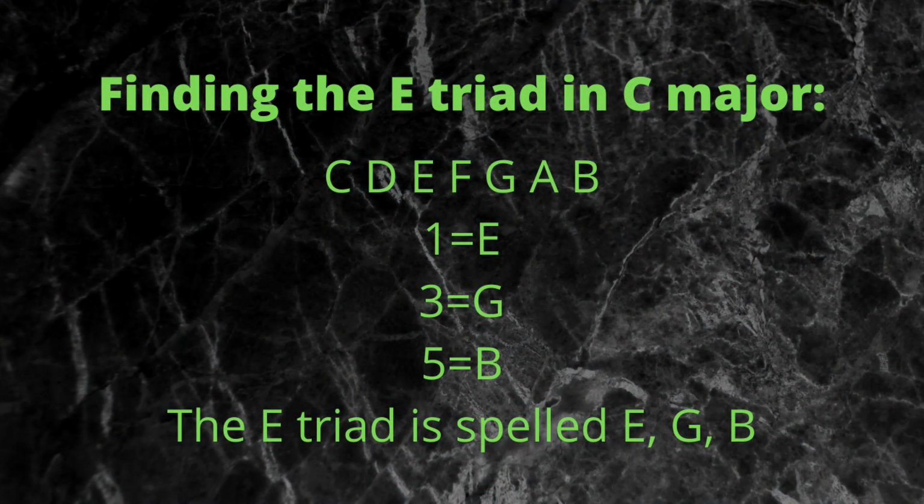To get our third triad from the C major scale, we're going to make E the root note. From E, the third note is G, and the fifth note is B. Therefore, our E chord is spelled E, G, and B, which is notes 3, 5, and 7 of the C major scale.